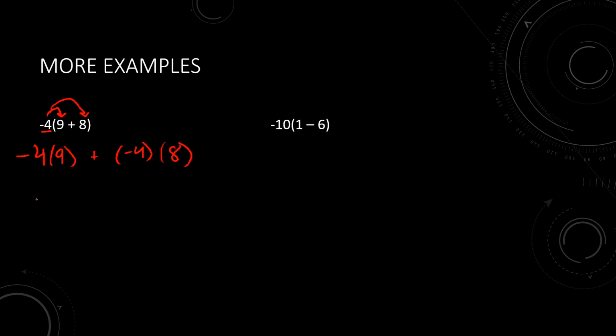Negative 4 times 9 is negative 36. Negative 4 times 8 is negative 32. I have 2 negatives. I have the same sign, so I can add my numbers and keep my sign. So I would get negative 68.